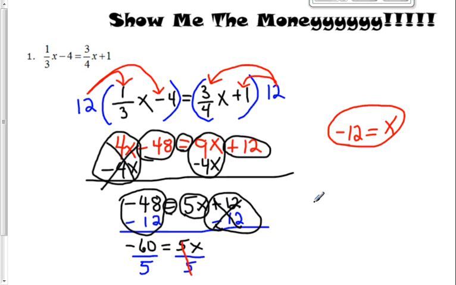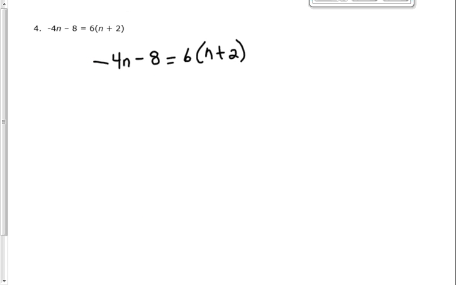Now you can go back and plug it in to check it. So you would have 1/3 times 12 minus negative 12 minus 4 is equal to 3/4 times negative 12 plus 1. Okay. For time's sake, I'm going to go ahead and look at problem number 4.